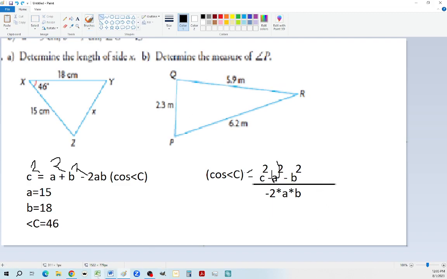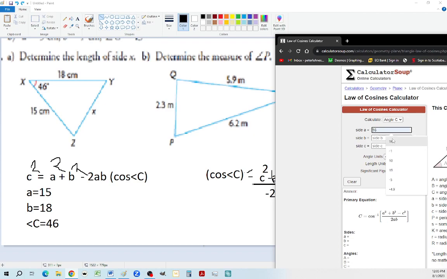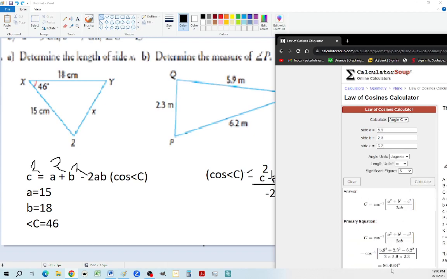But guess what? I'm going to pull up my calculator. What are we looking for? We're looking for angle C. Okay, and now, tell us the sides: 5.9, 2.3, 6.2. It actually doesn't matter which ones you put in for A, B, and C because it's all three sides. And then you say calculate. And it tells me this angle is 86.49, assuming I punched in the numbers right. That tells me that angle C, which is opposite side C, is 86.5, since I've made my side C 6.2.